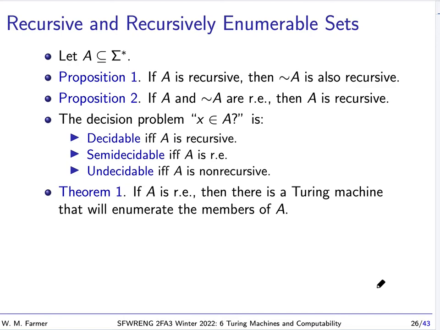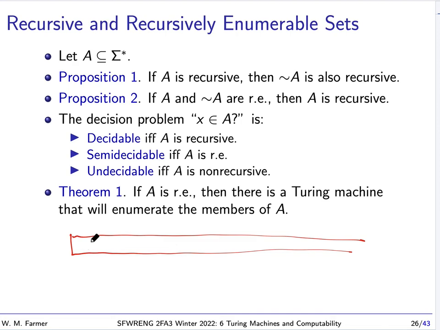There's another important theorem. This is a theorem we're going to call Theorem 1. If A is RE, then there's a Turing machine that will enumerate the members of A. So there's some Turing machine where this Turing machine won't take any input. Basically, it will start off with its tape like this, and it just has blanks.